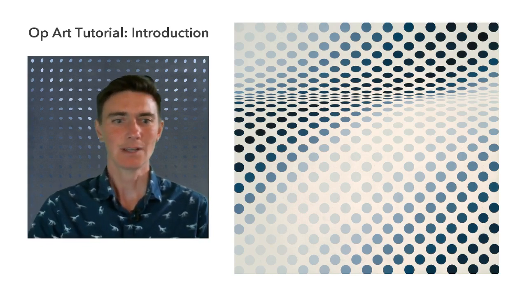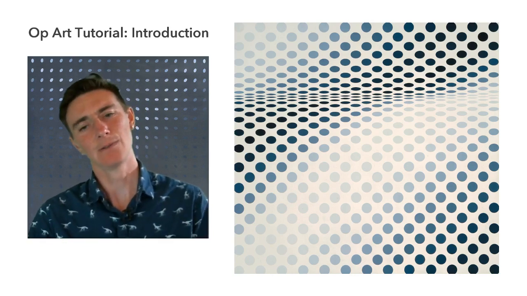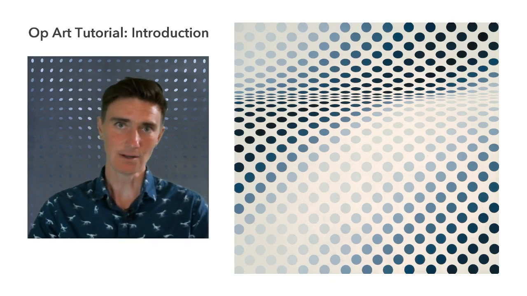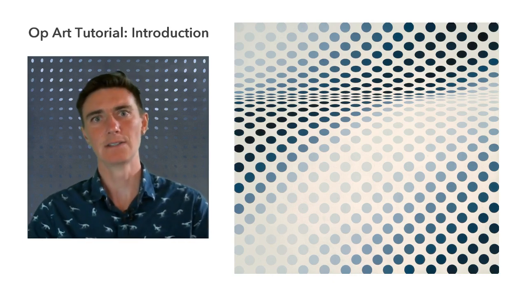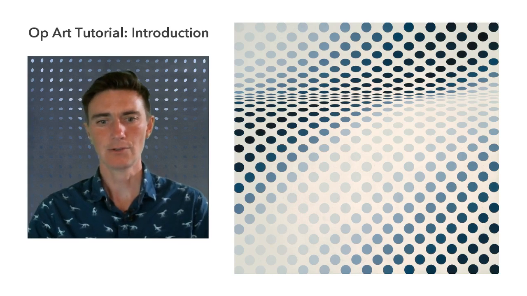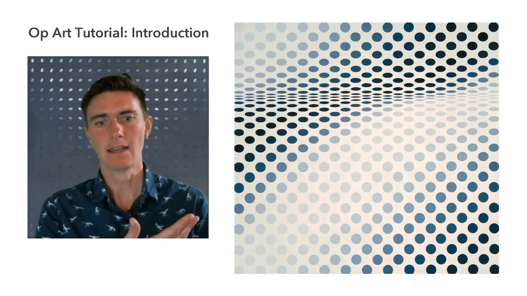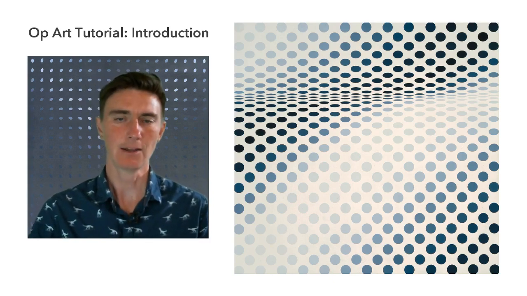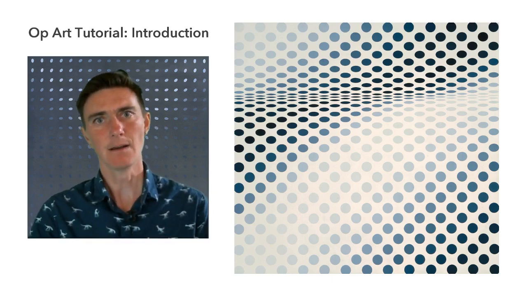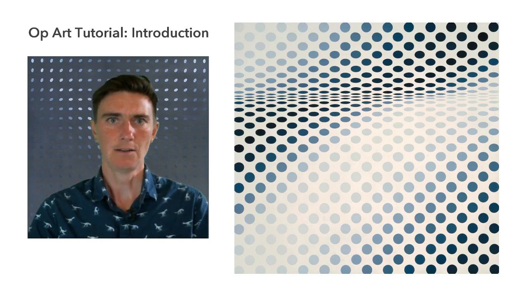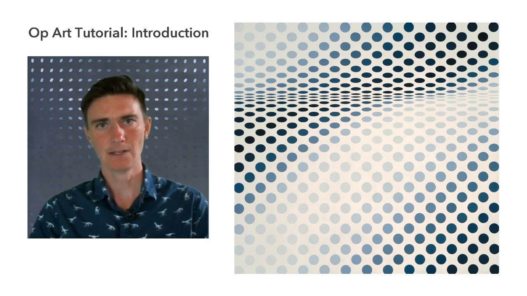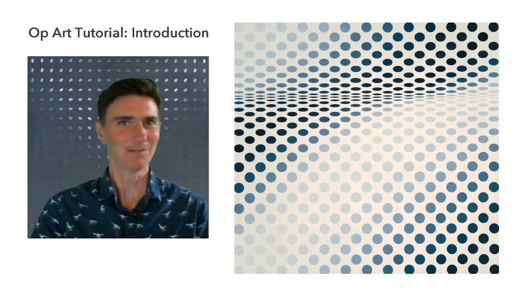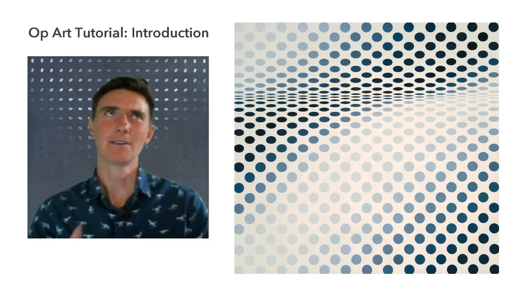So for this exercise, we're going to be using Illustrator, a vector-based program, to create a visual that is inspired by the op artists. This is a piece by Bridget Riley, who is probably one of the pioneers of the op art movement, which started in the early to mid 60s, mostly in the UK. So not to be confused with pop art, which also started around then.